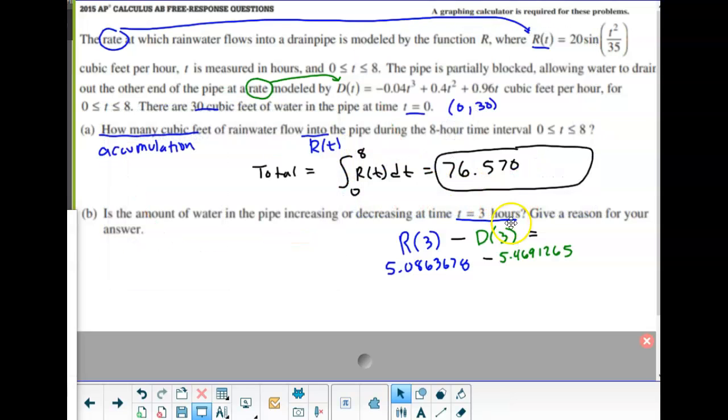And to be honest, they don't even need to know the number. They just need to know that since the rate going out is larger than the rate going in, this answer is going to be less than 0.